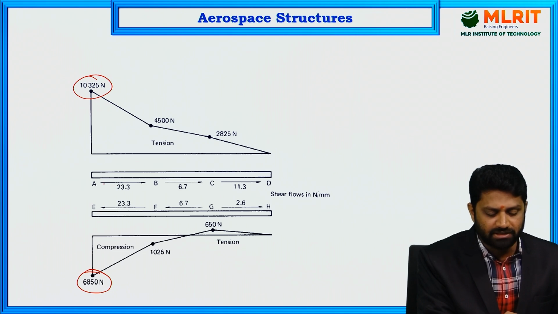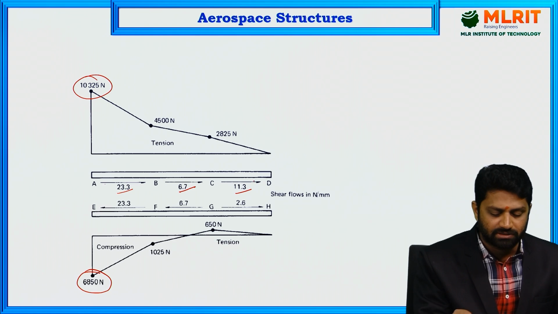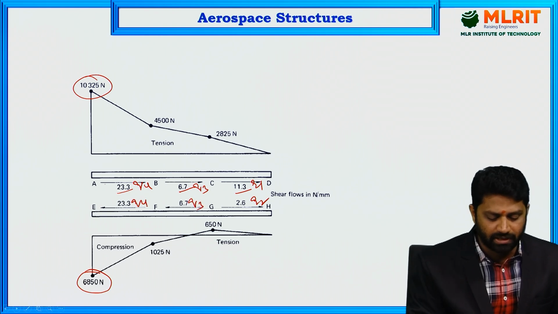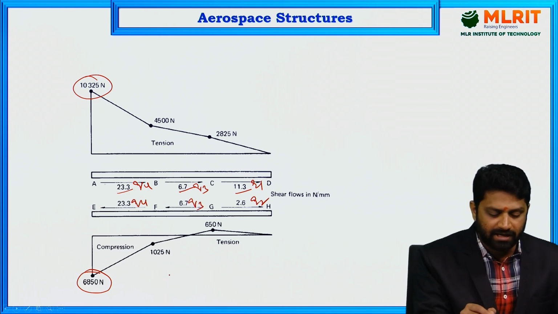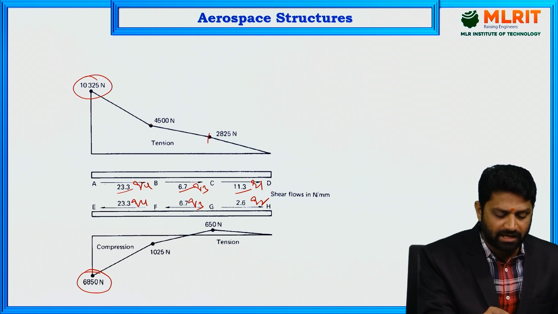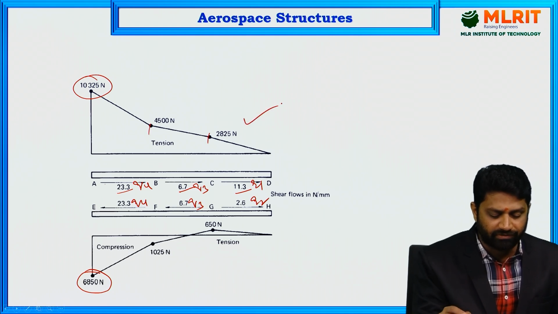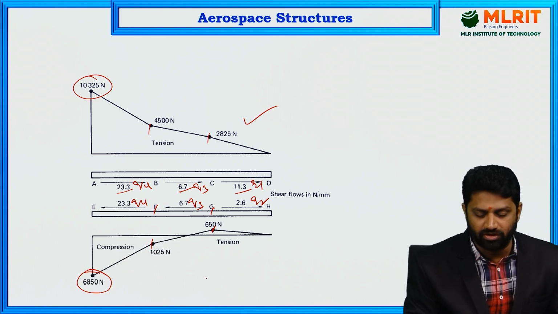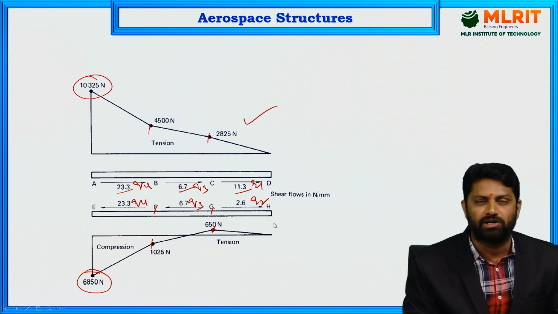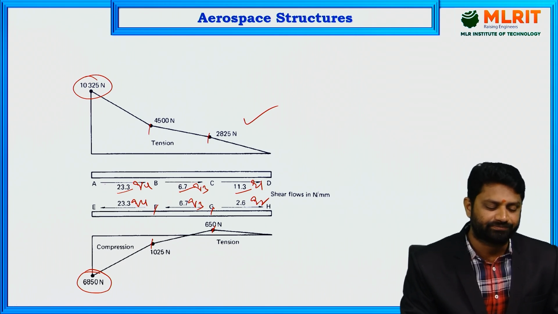On the upper flange, the shear flows are given. So this is Q1, this is Q3, this is Q1, this is Q3, and this is Q4, whereas this is Q2, this is Q3, and this is Q4. So these are the shear flows, and at the respective points, at C, at B, on the upper surface, and at G and at F, you can write the values of the shear flows we got, and you can draw this complete diagram of shear flow.